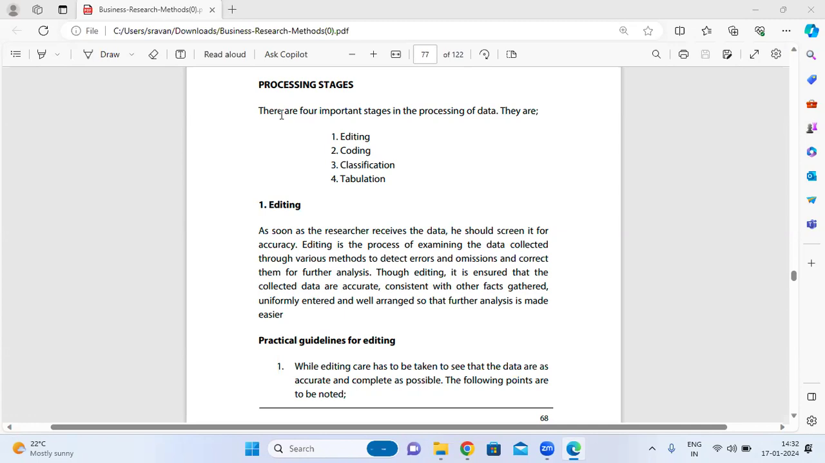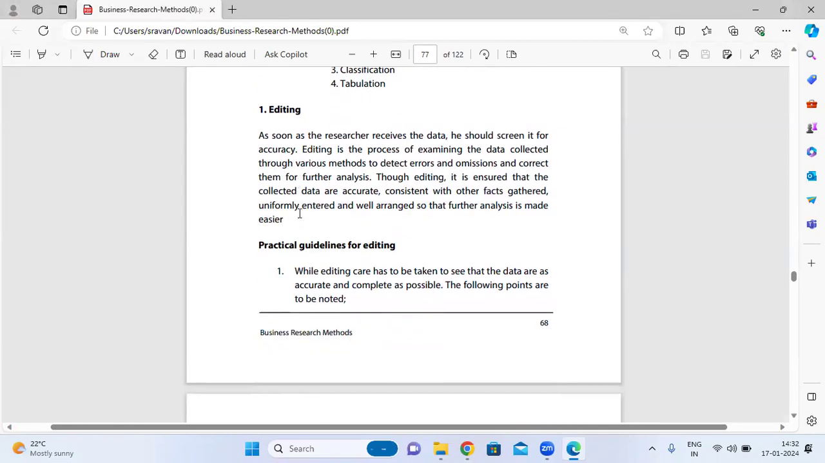Today we are going to discuss the processing stages. There are four important stages in the processing of data. They are: first, editing; then coding, classification and tabulation. So now we will discuss editing.